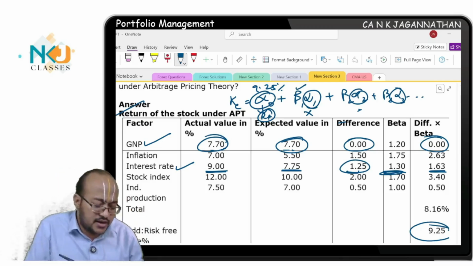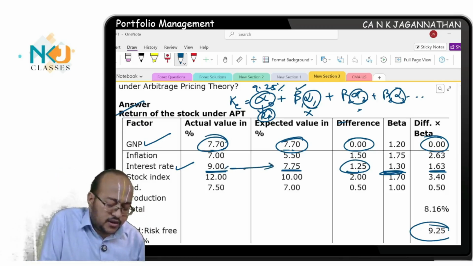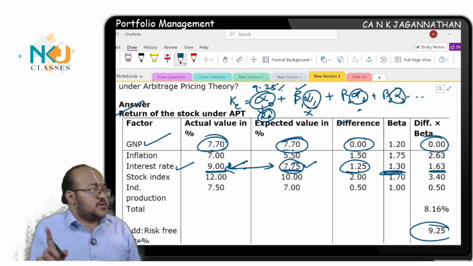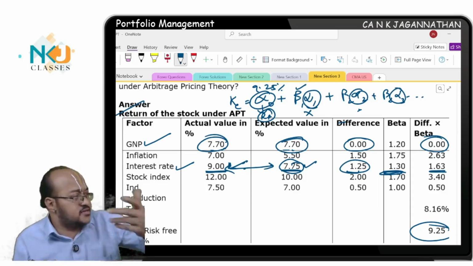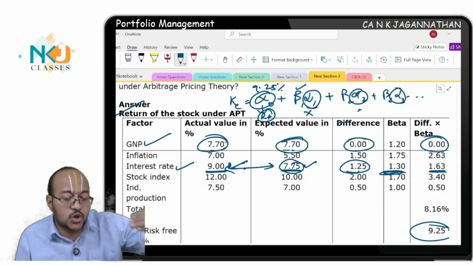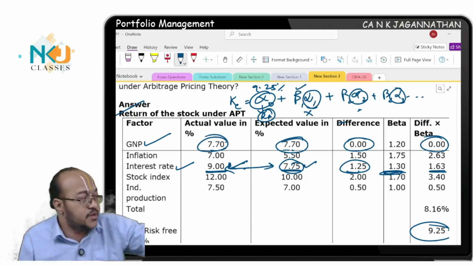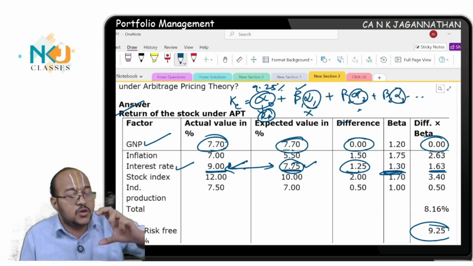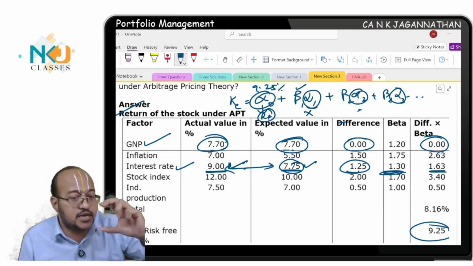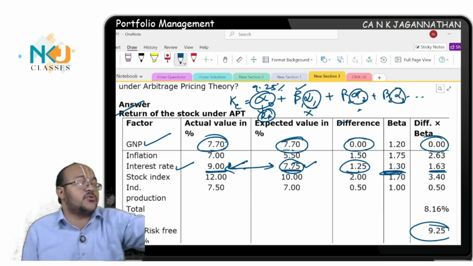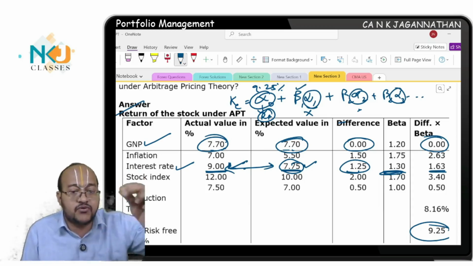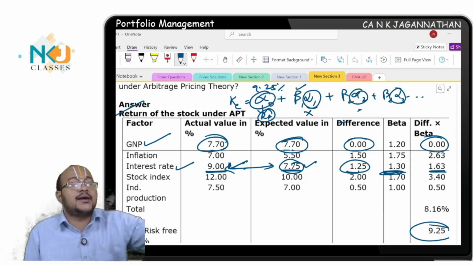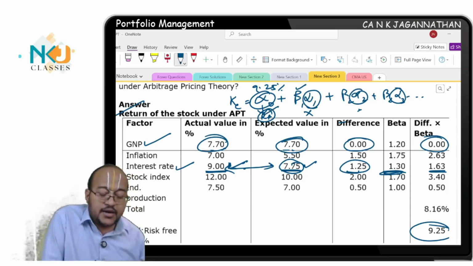Just to understand: the expected value is the mean return, 7.75. Is the actual same as the mean? Not the same as the mean, which means there is variability, there is risk involved. This risk should be compensated with an adequate premium. So you compute the variability of each and every factor, assign a premium for these factors and multiply it with beta. Then you add the risk-free rate, lambda 0, and everything will be solved.